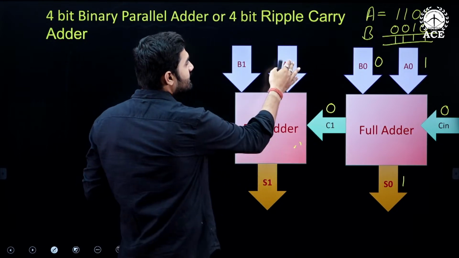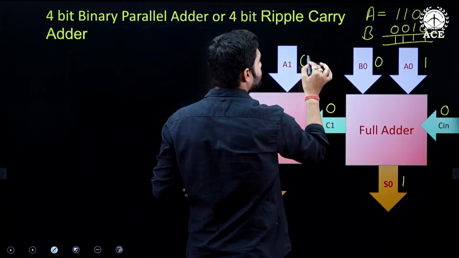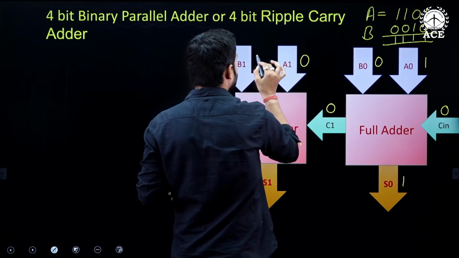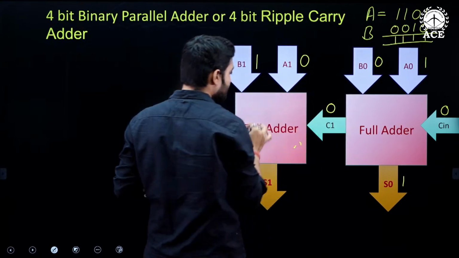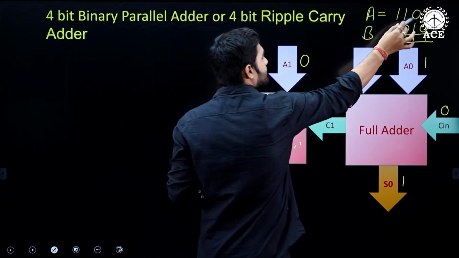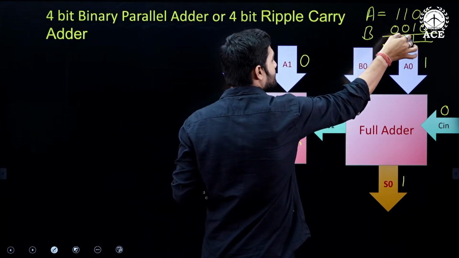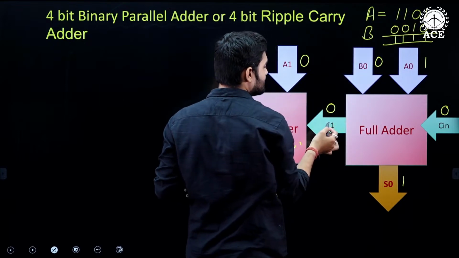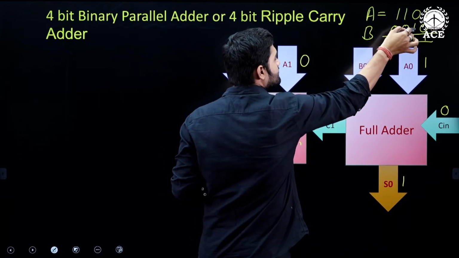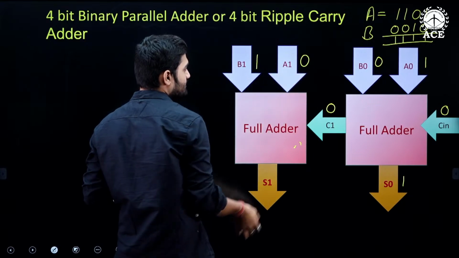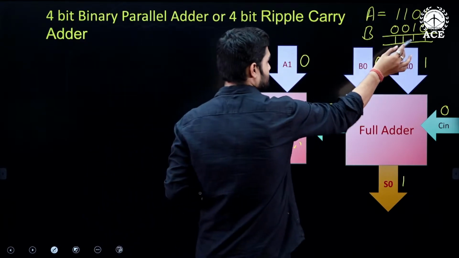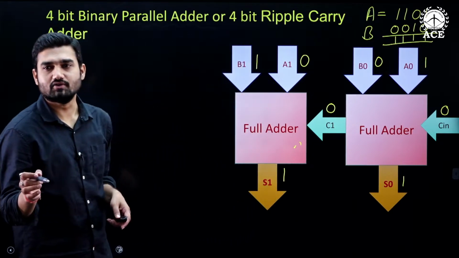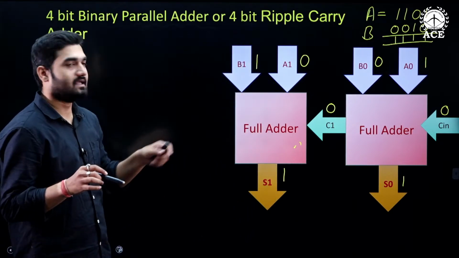Now, A1, can you tell me what is A1? 0. Can you tell me what is B1? 1. Now if I add 0 and 1, what is the full adder doing? Adding. If I add 0, 1, what is the output? 1. There is no carry, right? That's what, C1 is 0. This is C1, right? This is 0. So I am getting 1 again. S1 is what? 1. What I am showing you is the block diagram, that's all.